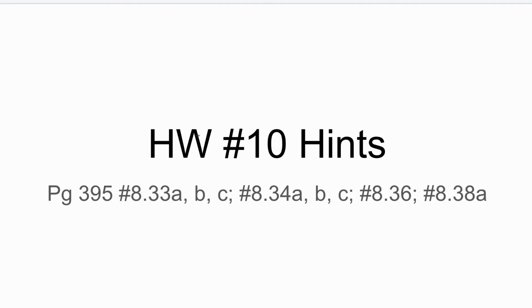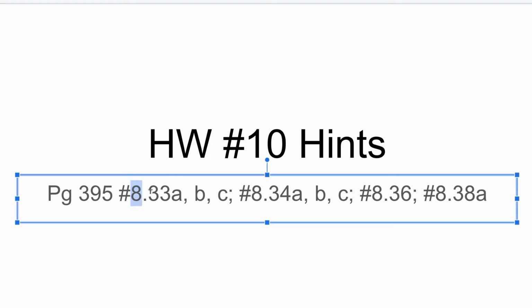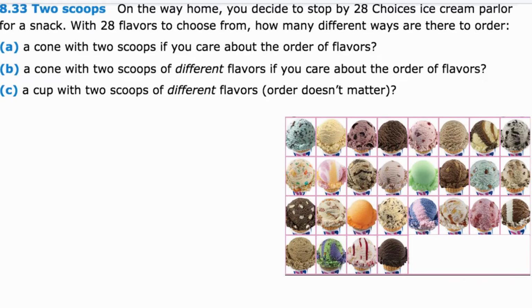All right, so just a few hints for our homework number 10. Remember that is only A, B, and C for number 33, A, B, and C for number 34, number 36, and then 38 part A only. So let's look at 33, A, B, and C.